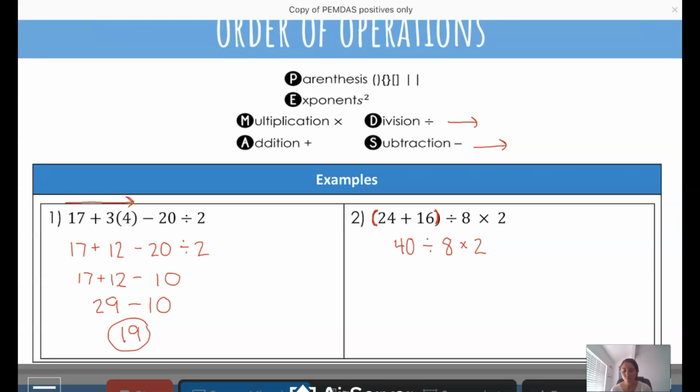And then we bring down our divide by 8 and times 2. Now we have division and multiplication left. Well, that gets done in order from left to right. So we're going to divide first because it appears first. And 40 divided by 8 is 5. And then we're going to bring down the multiply by 2. And then 5 times 2 is 10.